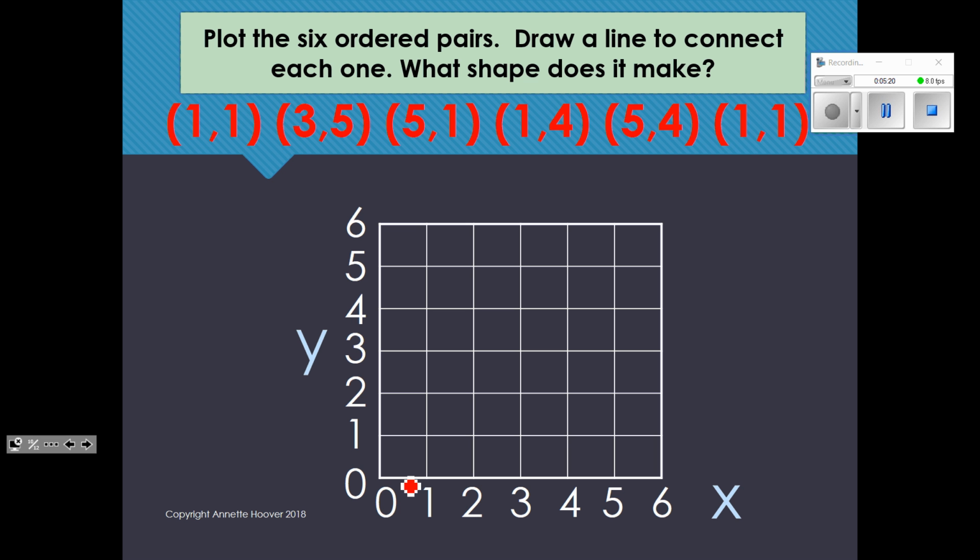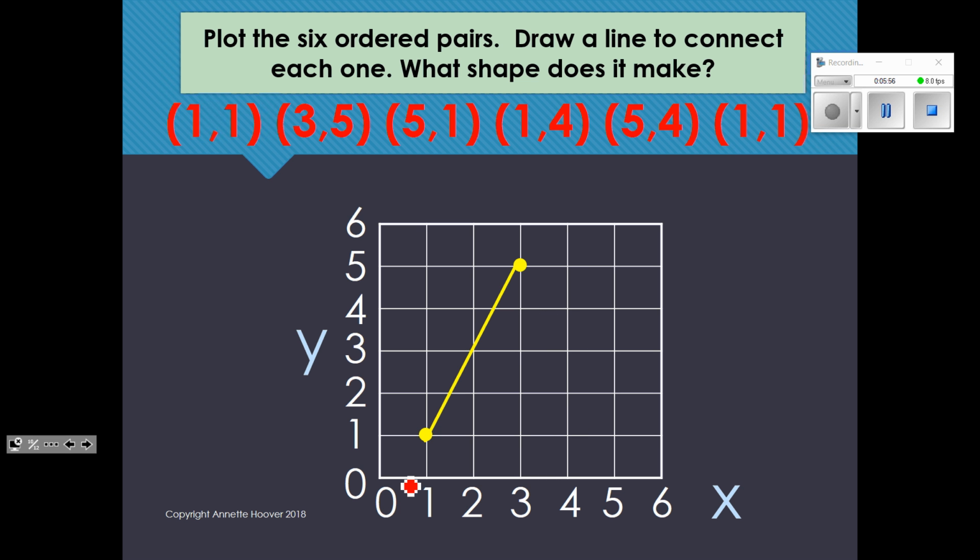Now we're going to make a picture. When you have a picture like this, you're going to start with a first ordered pair. You're going to put a point there. You're going to find the second ordered pair and then connect it with a line. So our first ordered pair is 1, 1. So we go to the right 1 and up 1, and we put a point there. Our second one is 3, 5. So we're going to go to the right 3 and up 5, and we're going to put a point there. And then we're going to connect those 2 points with a line. We're creating a dot to dot.